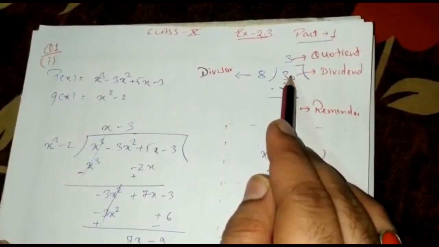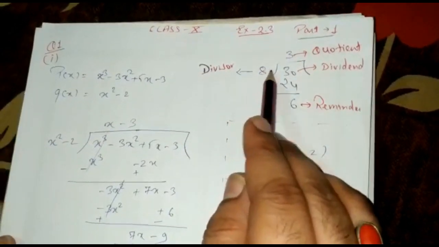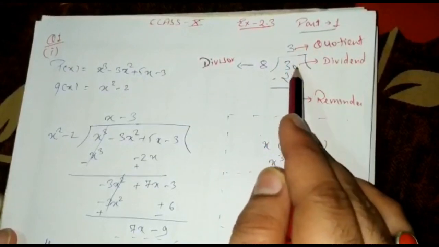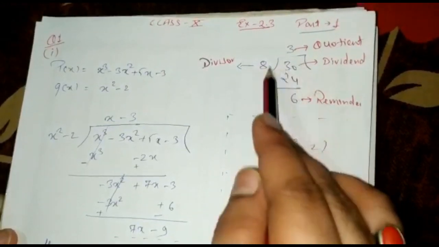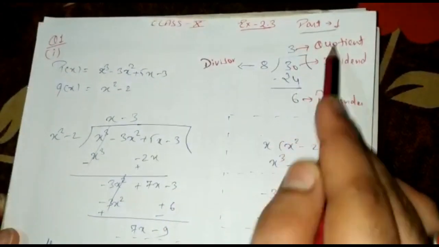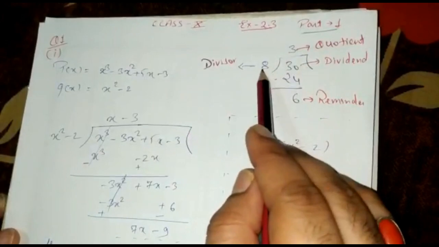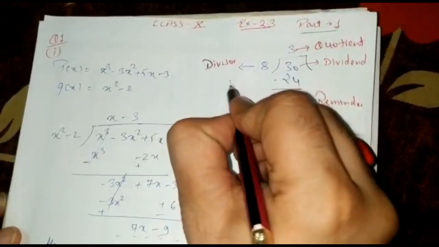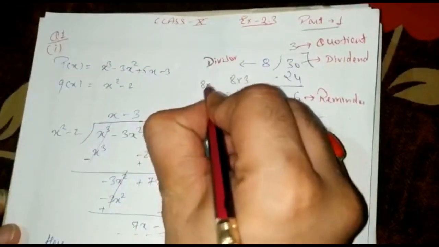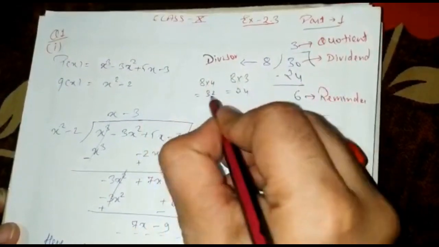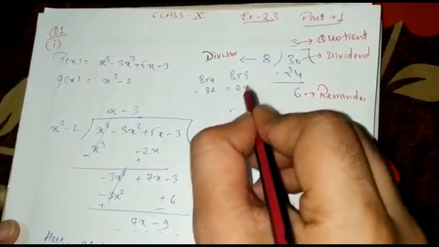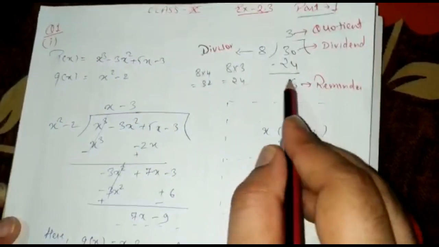When we divide 30 by 8, what we have to do is multiply 8 by some number which gives a number smaller than or equal to this particular dividend. This is the dividend, this is the divisor, this is the quotient, and this is the remainder. When we multiply 8 into 3, it gives 24. And when we multiply 8 into 4, it gives 32. So 32 is greater than 30. So we have to take a smaller number, that is 24. 8 into 3 will be 24, and the remainder is 6.